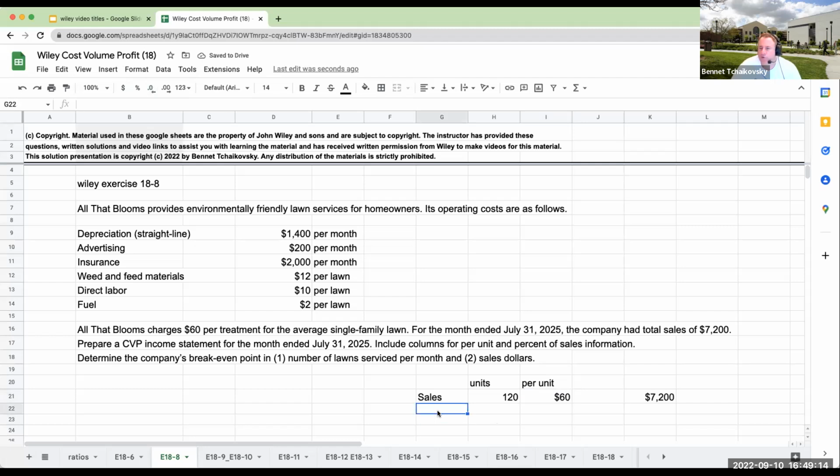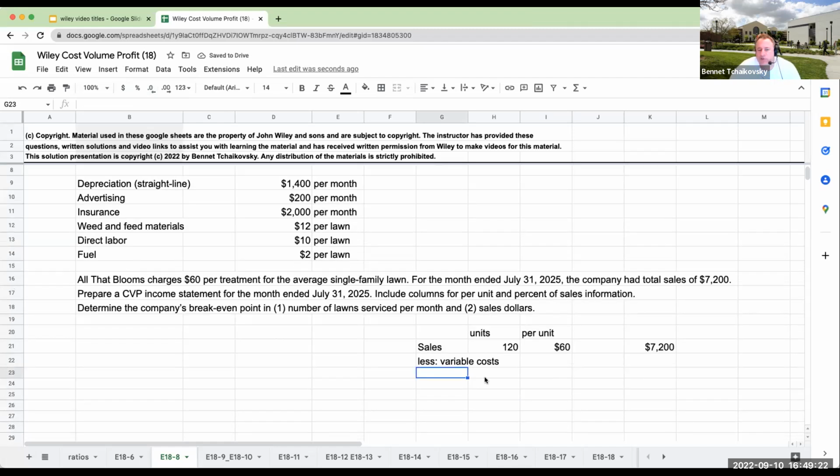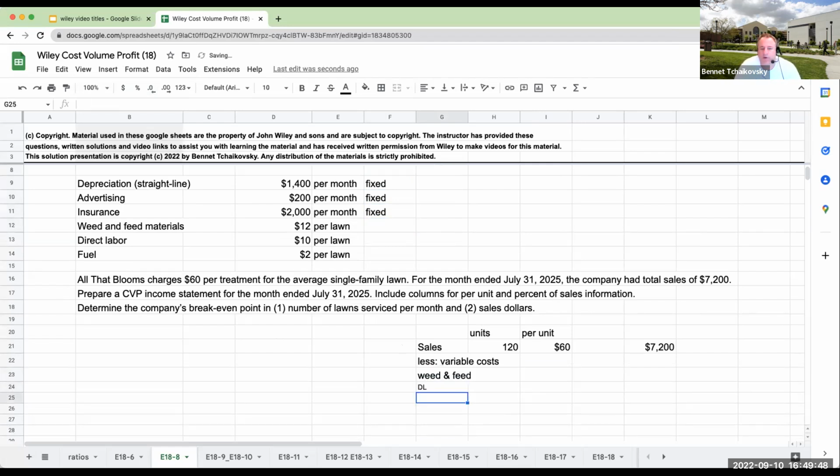Okay, so those are my sales, less my variable costs. Without additional information, it's going to be hard to tell whether some of these things are variable or fixed. The straight line depreciation, because it's not changing, is going to be fixed. Advertising, we're going to treat as a fixed cost. Insurance is also going to be fixed. Weed and feed materials, direct labor, and fuel are all going to be variable.